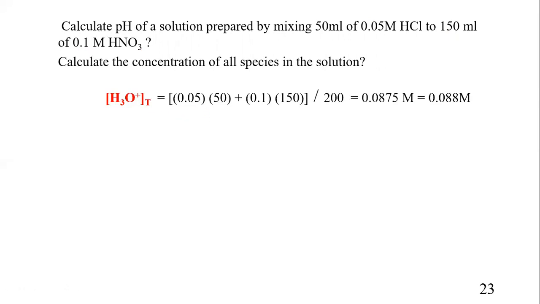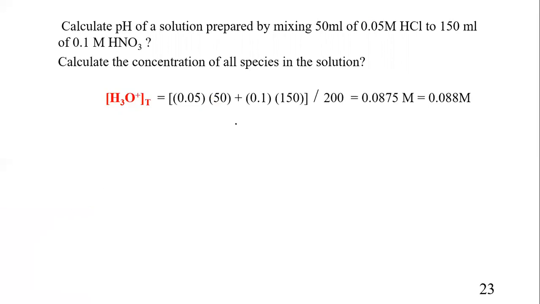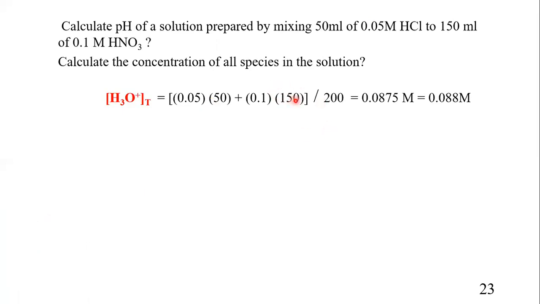The concentration of the first acid times the volume, plus the concentration of the second acid times the volume, divided by the total volume. Make sure you do all the upper part together and then divide by the total volume. Notice I kept the volumes in milliliters, and the reason is because it's a ratio, so the milliliters eventually cancel out. You don't have to convert to liters. The concentration of H3O+ total comes out to be 0.088.